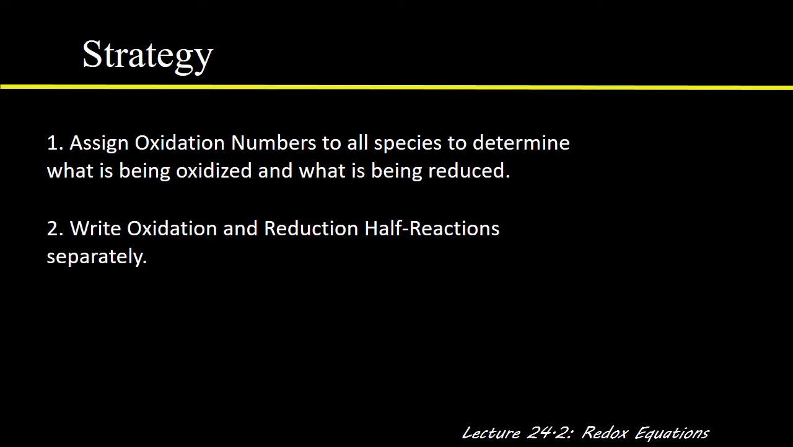First step, assign oxidation numbers to all of the species to determine what's being oxidized and what's being reduced. I did a whole video on determining oxidation numbers. So if you need to refresh that, you can go back and look at that one. We'll assume we've got that down. Next, once you have figured out what's being oxidized and what's being reduced, break those two different parts of the equation up into two separate reactions called half reactions. We'll have an oxidation half reaction for the oxidation step, a reduction half reaction for the reduction step.